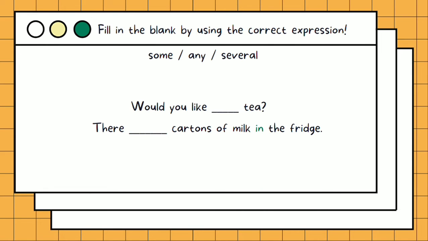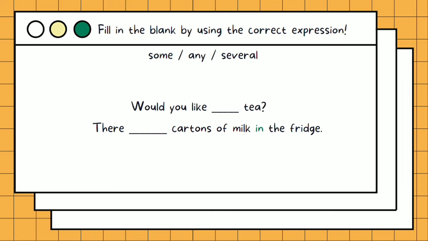Okay, then for next, what about this one? You have some options. Itu ada some, any, and several. Would you like blah blah blah tea and there blah blah blah cartons of milk in the fridge? Can you guess?